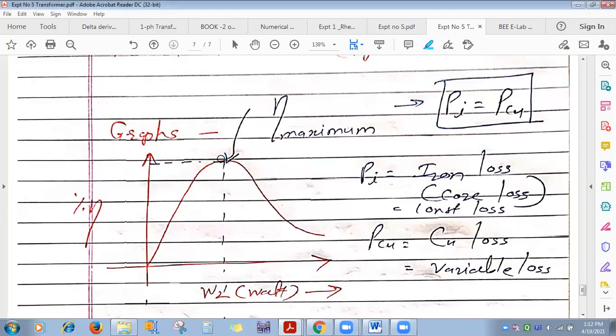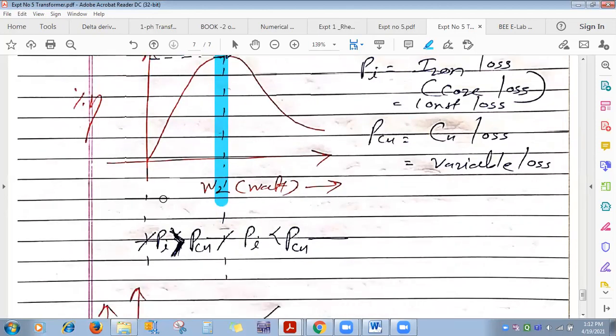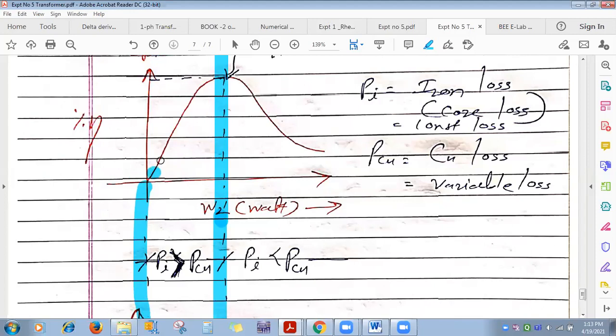If both the losses are equal at this point and iron loss is throughout constant, can you tell me what is the relationship between iron and copper loss below the maximum efficiency point? Iron loss is throughout constant and copper loss is increasing. So below the maximum efficiency point, which loss is greater and which is less? Can anyone tell? Iron loss will be greater. Correct, very good. Iron loss is greater. That's why as you go on increasing the load, efficiency increases. When both the losses become equal, that is the maximum efficiency point.